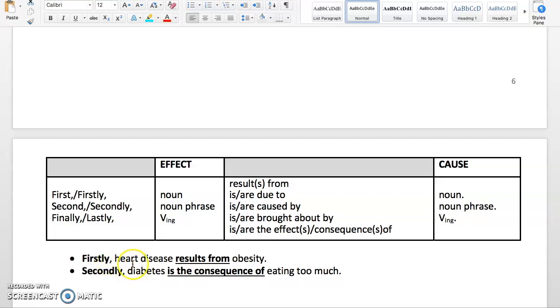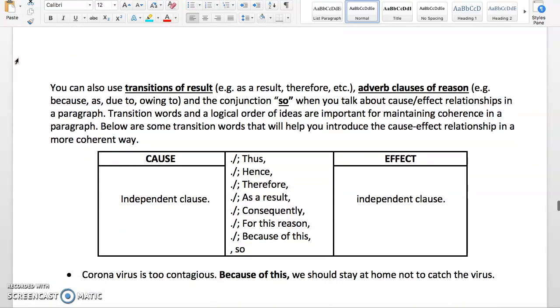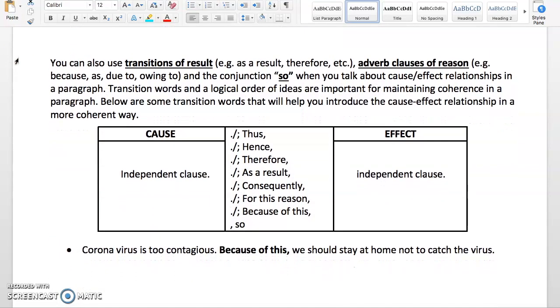Firstly, heart disease results from obesity. So obesity is the cause here. Heart disease is the effect here. Or, secondly, diabetes is the consequence of eating too much. What's the cause here? Eating too much. So what's the effect of eating too much? Diabetes.